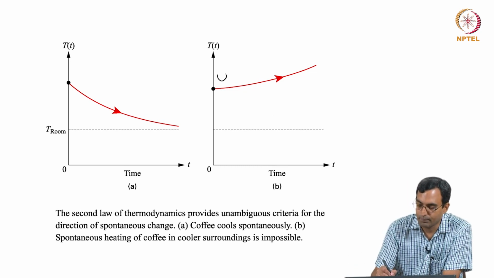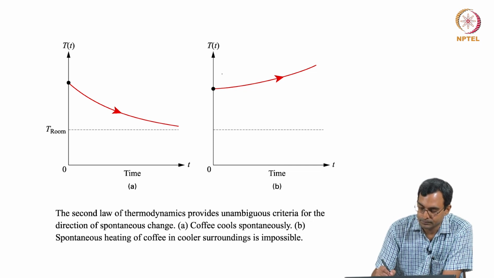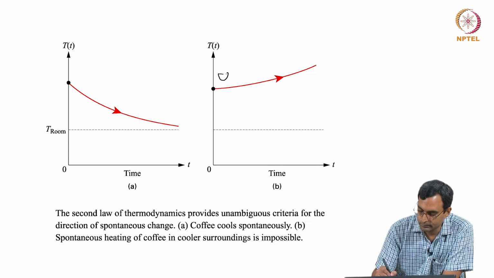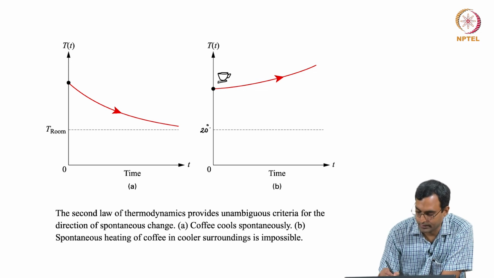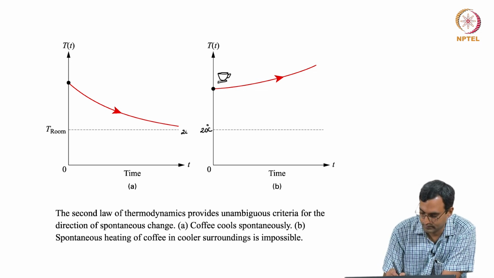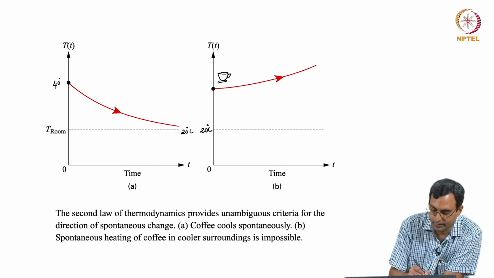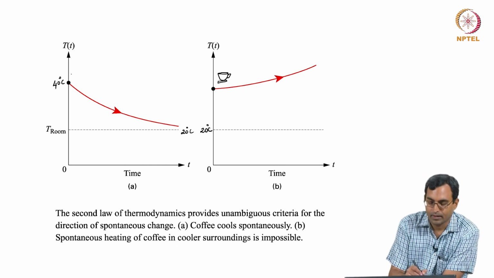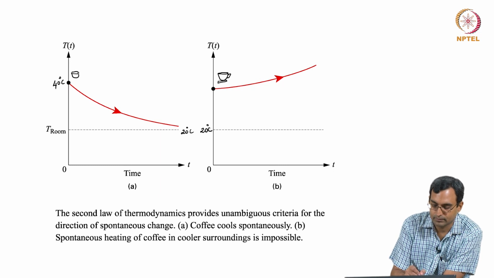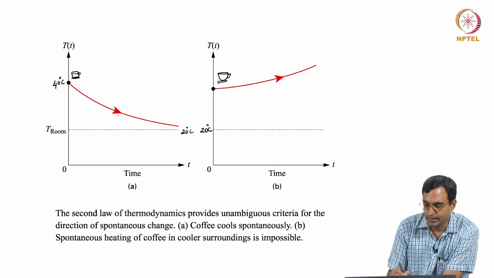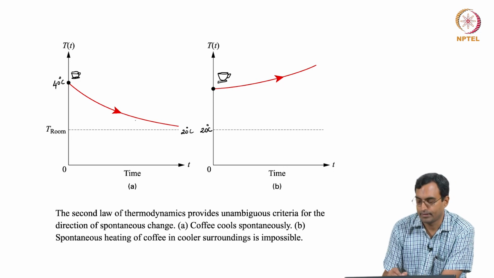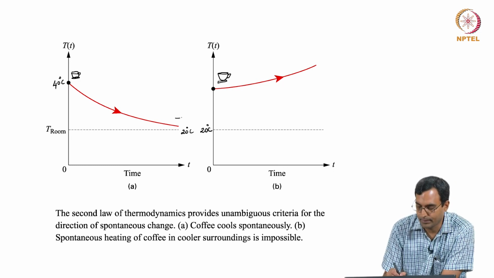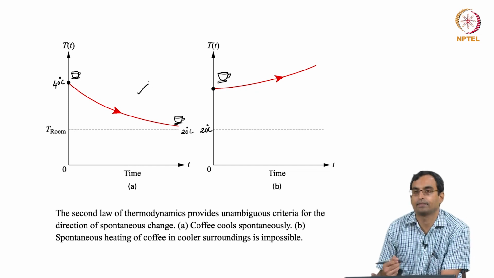So, having this coffee cup here, let us say the room is at say 20 degrees centigrade, and the coffee is at say 40 degrees centigrade. If I just leave this cup at 40 in a room at 20, there is spontaneous heat transfer and this will become 20 finally. So, finally my coffee is at 20 degrees centigrade. This is spontaneous and it will happen.